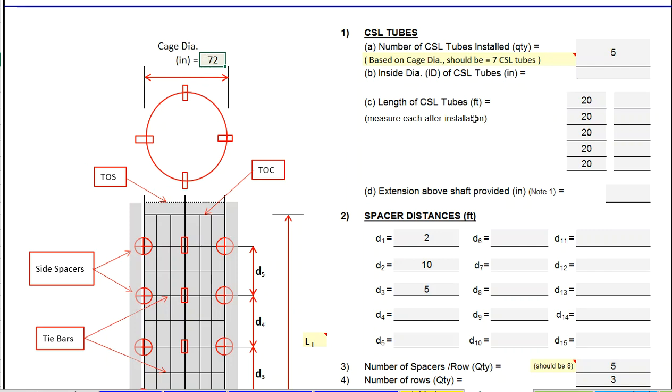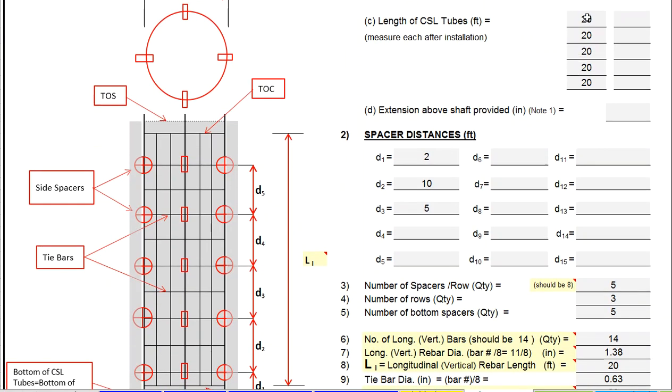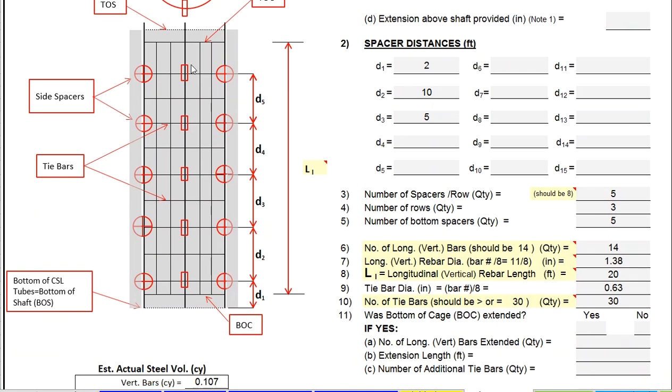Then we will input the length of every CSL tube used in the shaft. Also, you will input the distance of spacers. For example, check this sketch to verify the distance. D1 is the distance from the bottom of the shaft to the first spacer. D2 is the second distance, between the bottom spacers and the next row, etc. Then the number of spacers per row, and based on the spec, there is a suggestion given here.